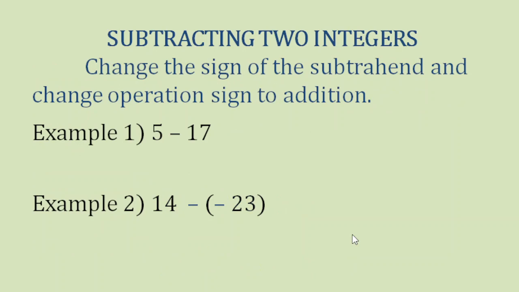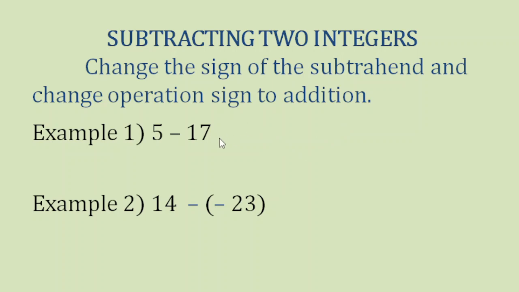Now, how about subtracting two integers? So what we will do here is change the sign of the subtrahend. Okay, subtrahend, meaning to say the second integer, the one on the right. That's the subtrahend, because the first integer here is what we call the minuend. And then after that, change operation sign to addition. So meaning to say we will follow rules in addition of integers.